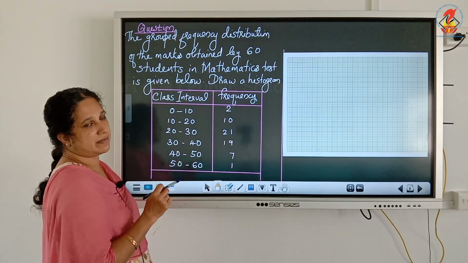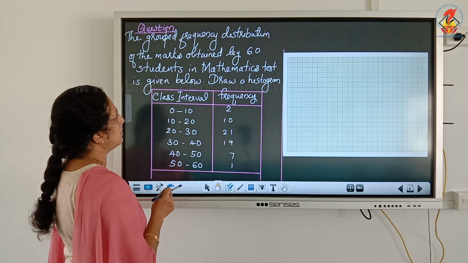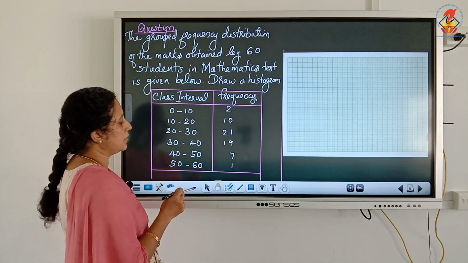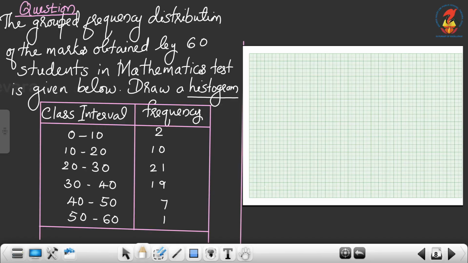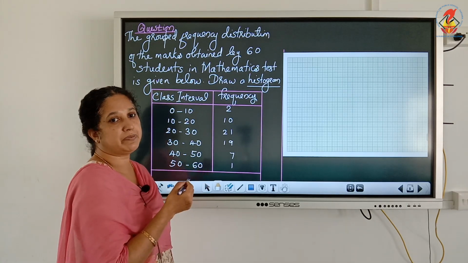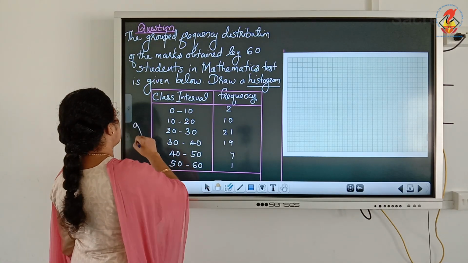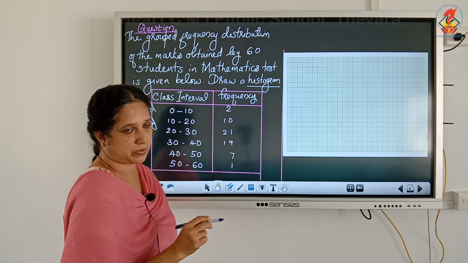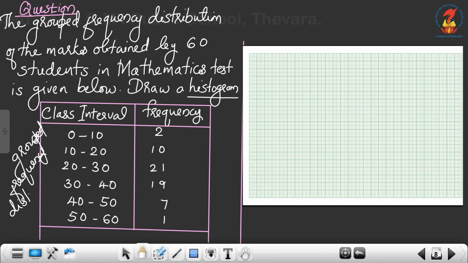Now look at the question. The grouped frequency distribution of the marks obtained by 60 students in a mathematics test is given below. Draw a histogram. If the class intervals are given, you have to draw a histogram, because it is a grouped frequency distribution and we can divide the data into different groups. If the groups are given, then we have to draw the histogram.